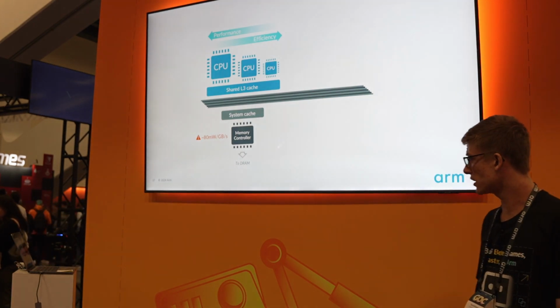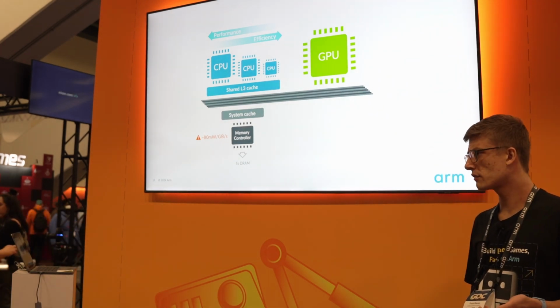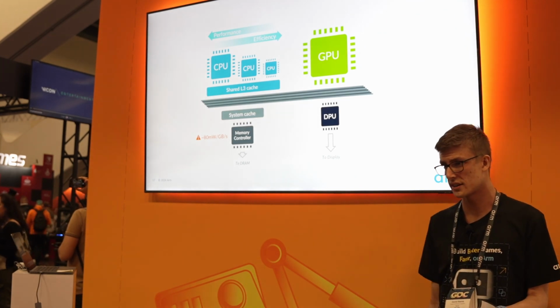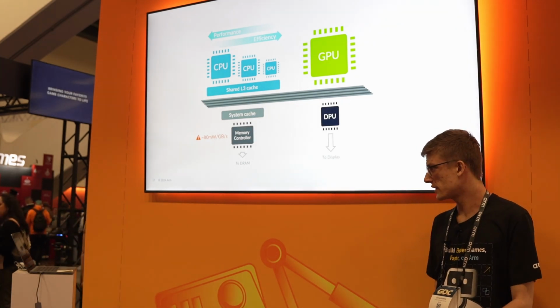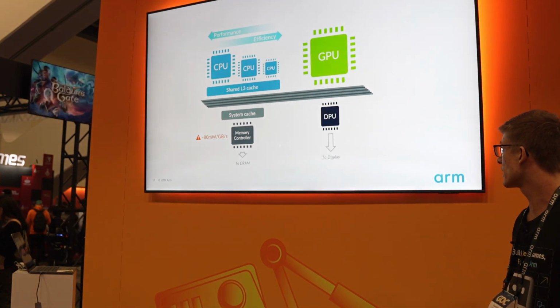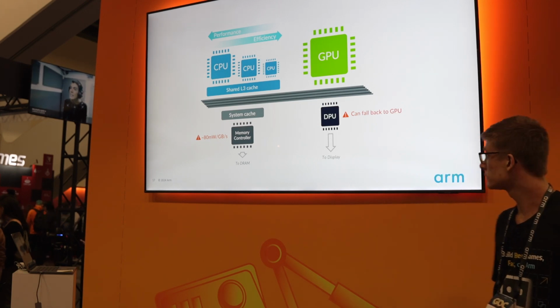Looking at the GPU, it is highly parallelizable, but something that's different from console and PC is that we have a separate DPU, which is a display processor unit. This has real-time constraints, so something to watch out for here is that if it can't meet those constraints, it can fall back to the GPU.